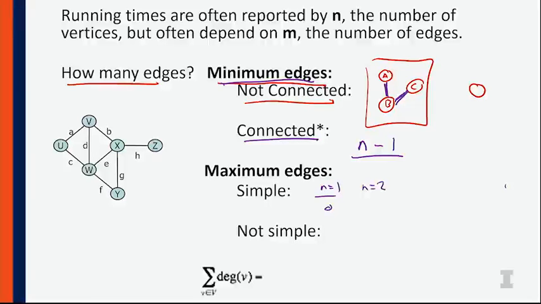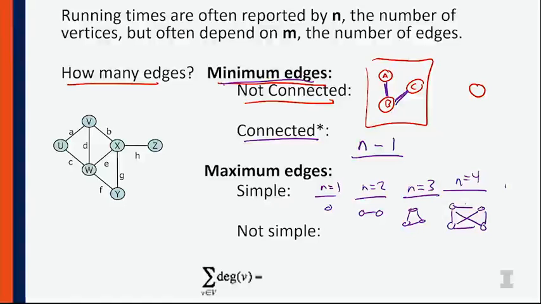For n equals 2, we have 2 nodes. For n equals 3, we have 3 nodes, and it's connected. N equals 4, we have 4 nodes. And we can see that these nodes are all connected. And we can look at how many edges this has.